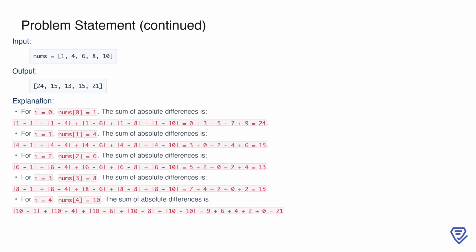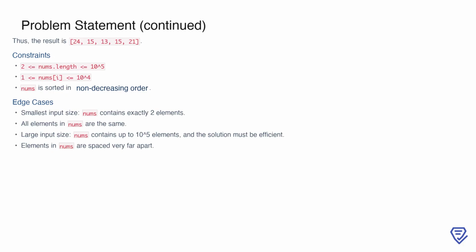For nums[3] equals 8, the sum is |8-1| plus |8-4| plus |8-6| plus |8-8| plus |8-10| equals 7 plus 4 plus 2 plus 0 plus 2, which gives 15. Lastly, for nums[4] equals 10, the sum is |10-1| plus |10-4| plus |10-6| plus |10-8| plus |10-10| equals 9 plus 6 plus 4 plus 2 plus 0, resulting in 21. The final output array is [24, 15, 13, 15, 21].